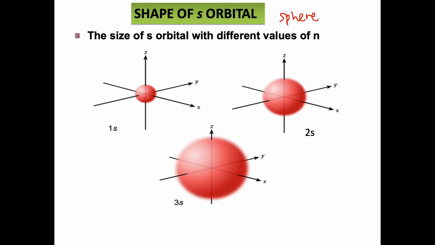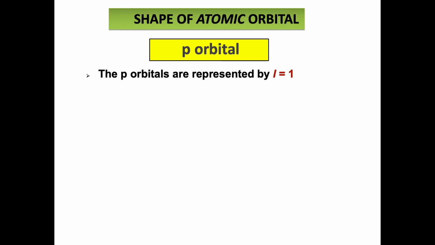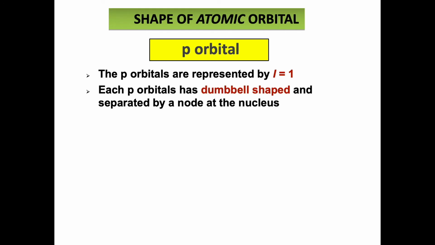From this diagram shown here, you can see the size of s orbital with different values of n. And the size for 1s orbital is smallest compared to 3s orbital. So the bigger the value of n, the bigger the size, and also the bigger the energy. For p orbital, it is represented by l equal to 1 value, and each p orbital has a dumbbell shape and is separated by a node at the nucleus.